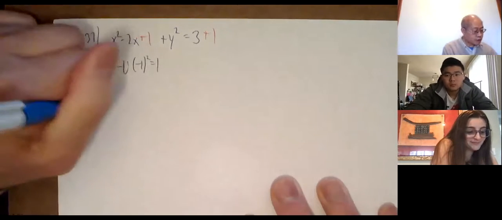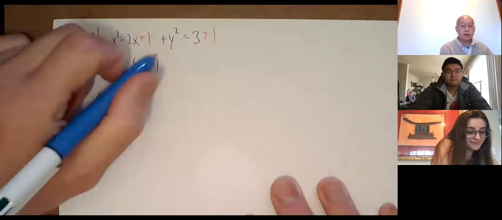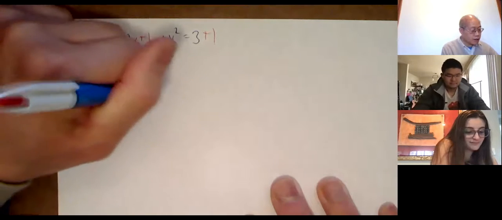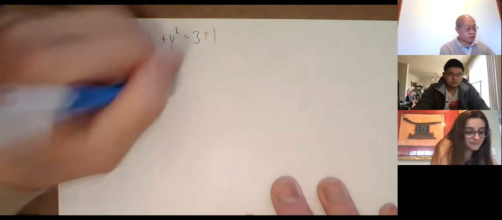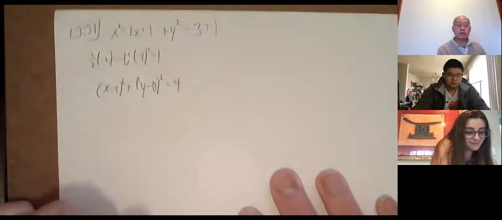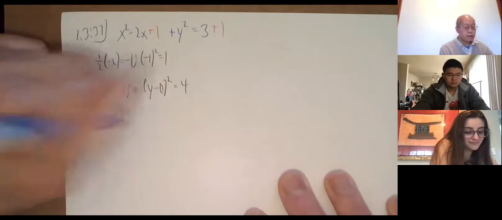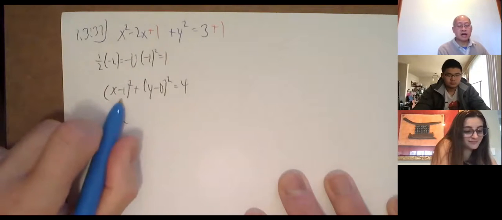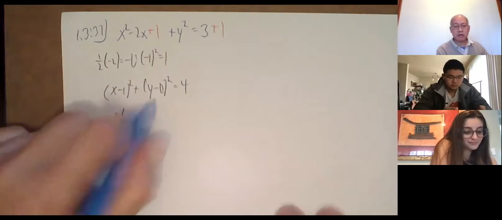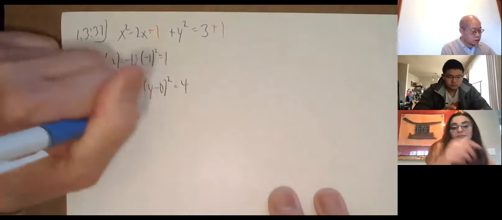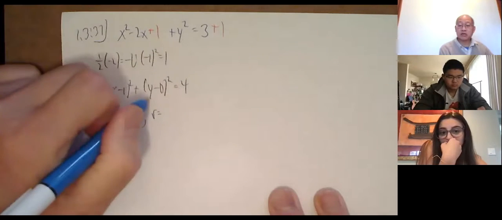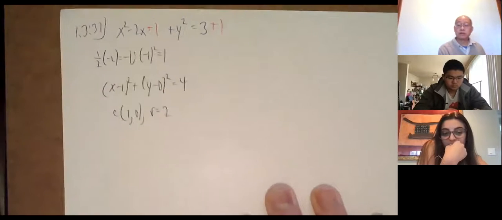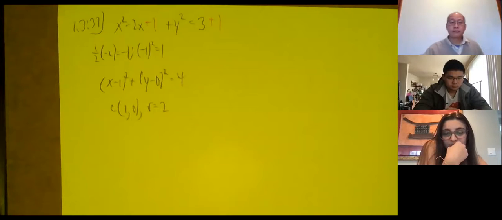So this now factors into (x minus 1) squared plus y squared. Remember, y you can pretend is (y minus 0) squared, equals 4. Okay, so the center, you change this sign, but it's still going to be 0. So the center is (1, 0), and the radius is the square root of this number, which is 2. So I'm going to go like that. Okay.